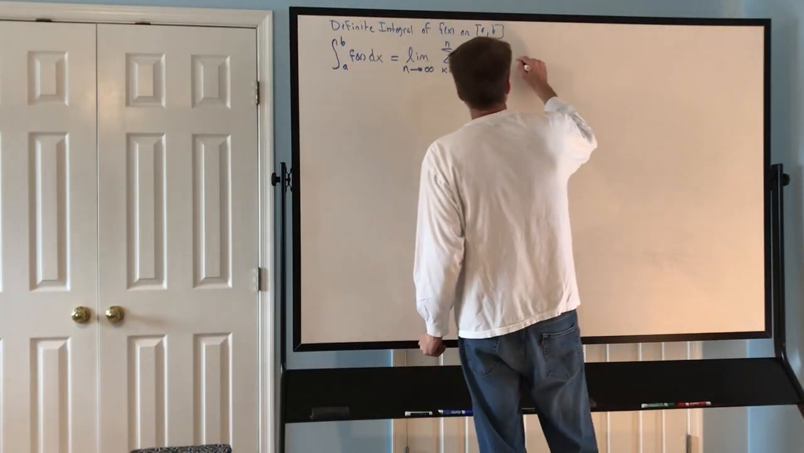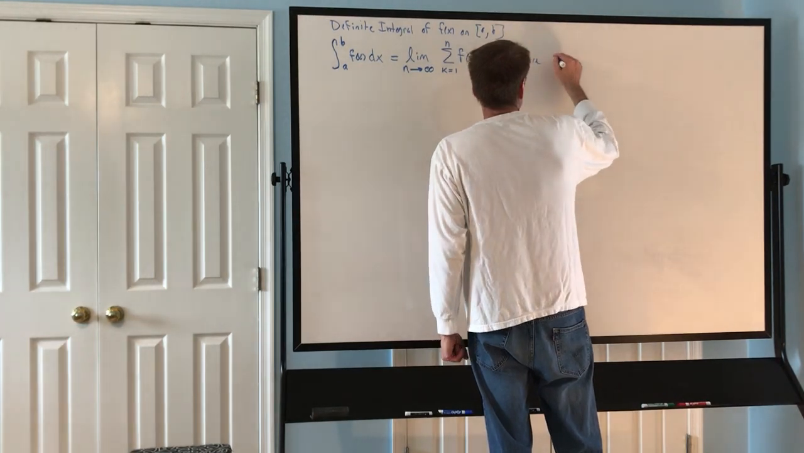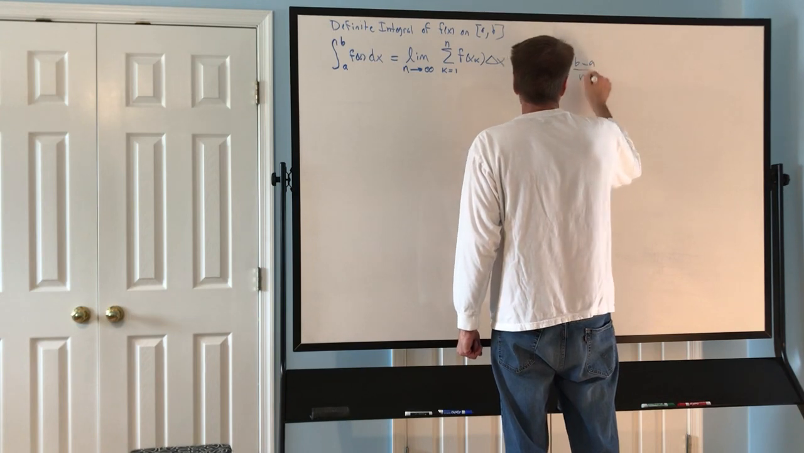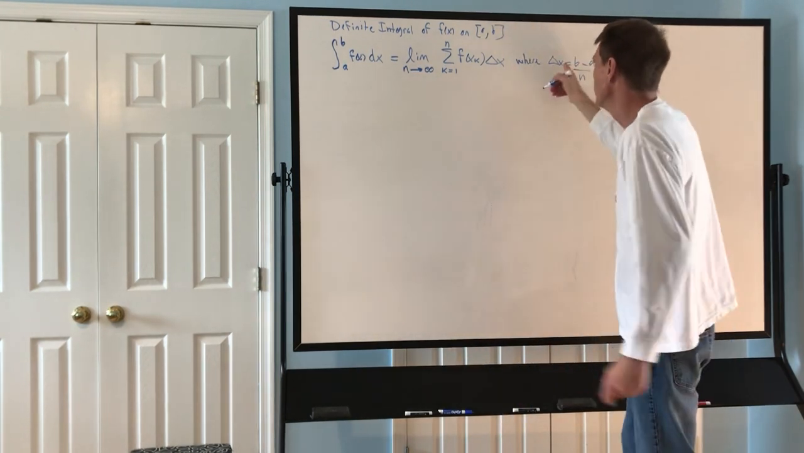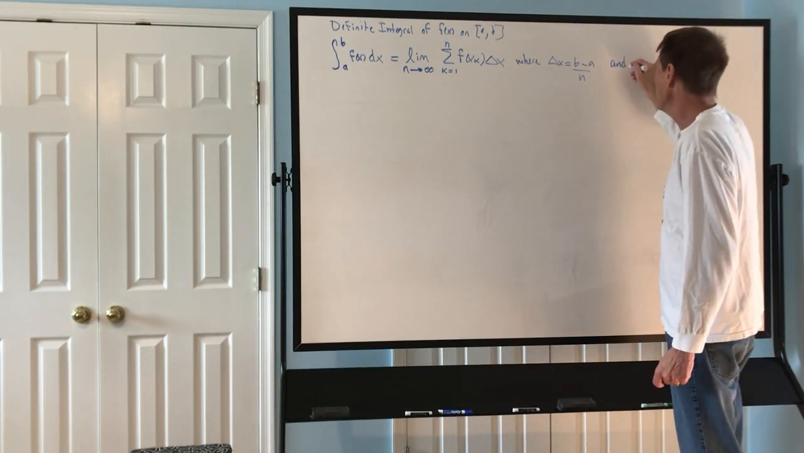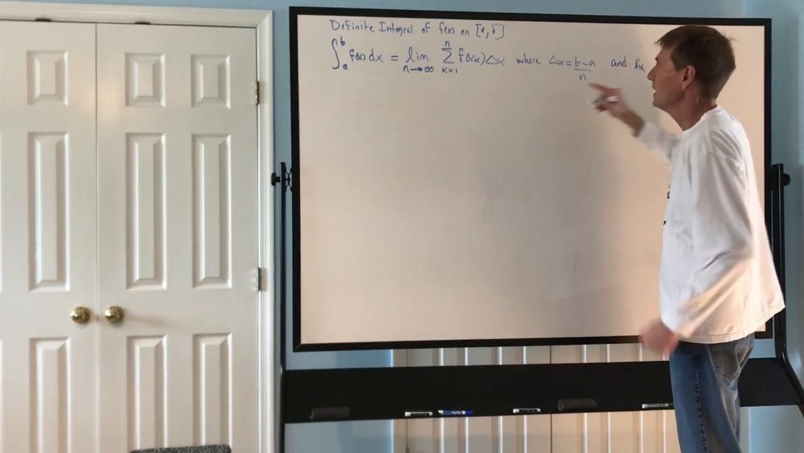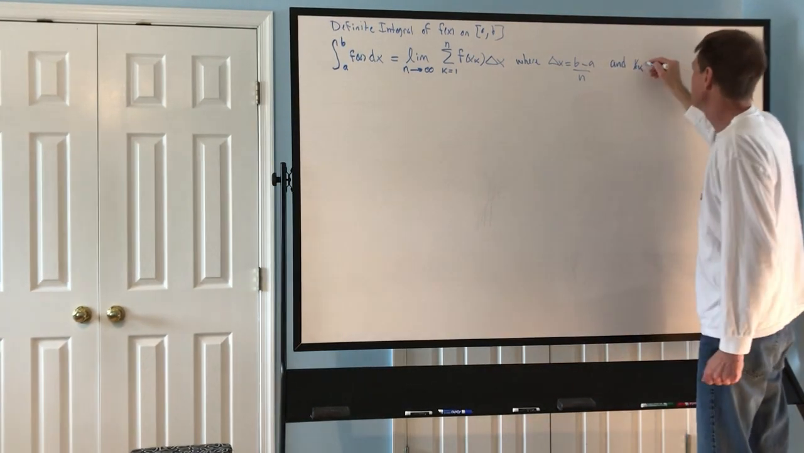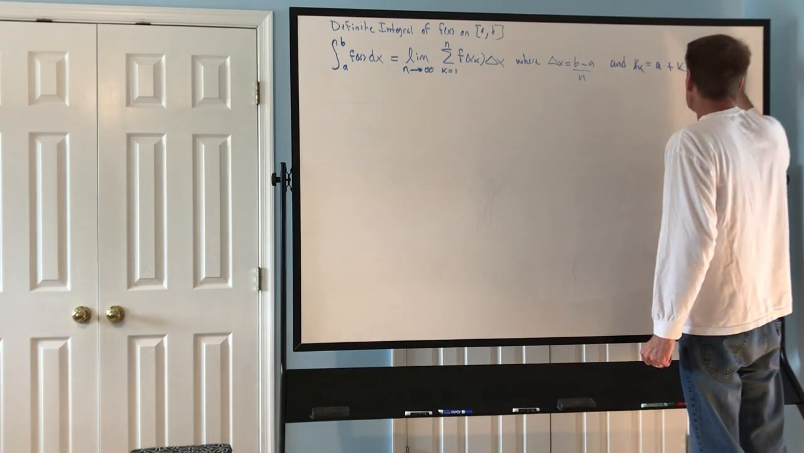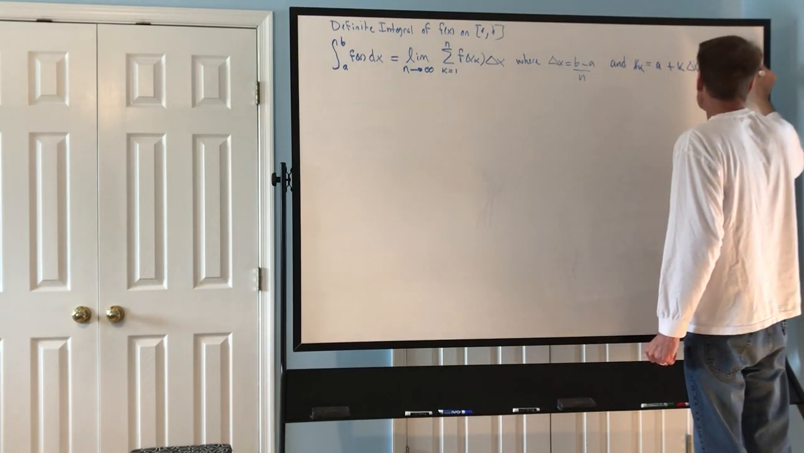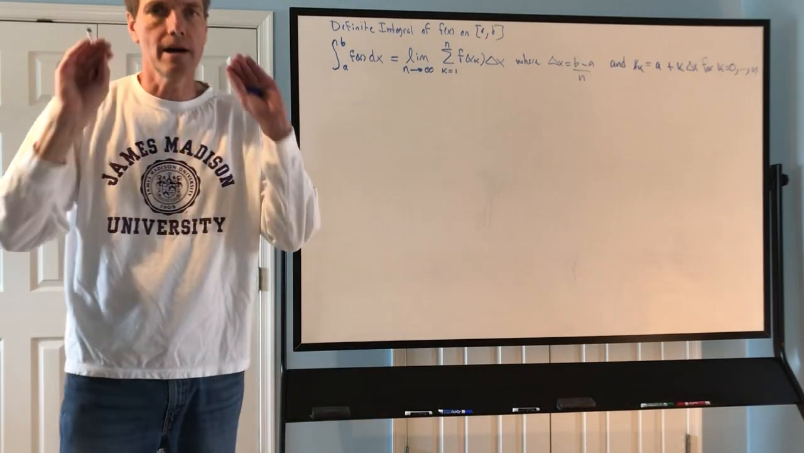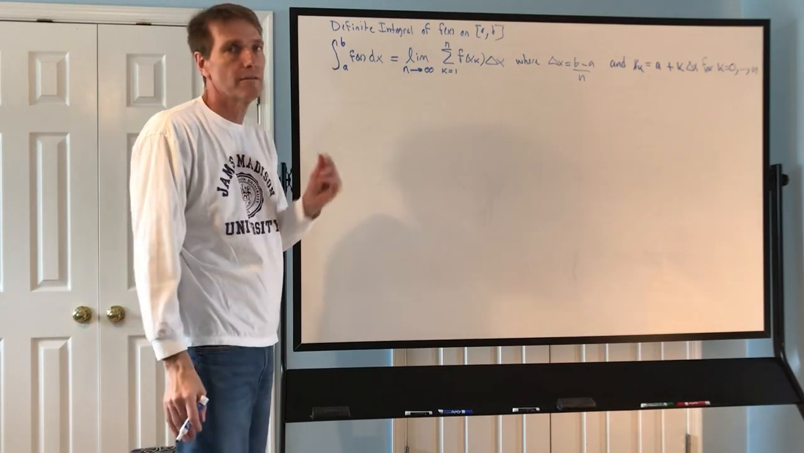Where delta x is equal to b minus a divided by n. So for each of these n's, the delta x is b minus a over n. And my x sub k's that we're plugging into our function are equal to a plus k times delta x for k equals 0 to n. And you're like, Dr. Warren, you've torpedoed me. There's no way I'm ever going to understand this.